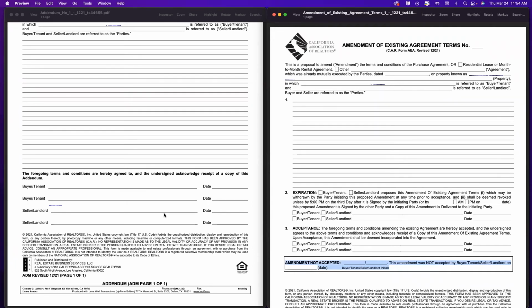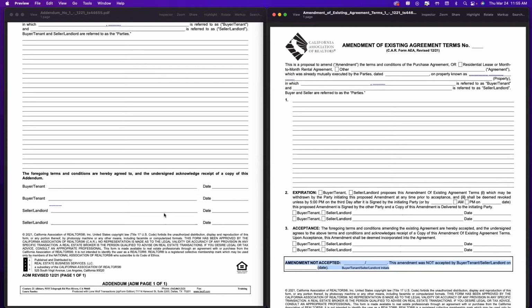Because if there's ever an audit of the file, or, God forbid, a lawsuit or something happens, and I only have addendum number 5, but not addendums 1 through 4, they're going to say, well, wait a minute, what happened on addendums 1 through 4? And what happens normally is buyers and sellers say, well, we didn't agree to addendum 1, so they throw it away.